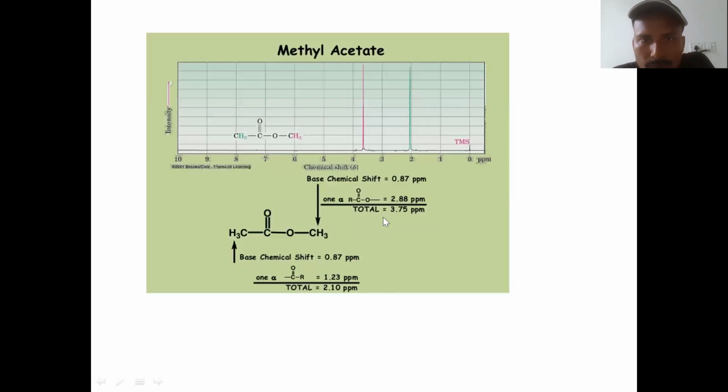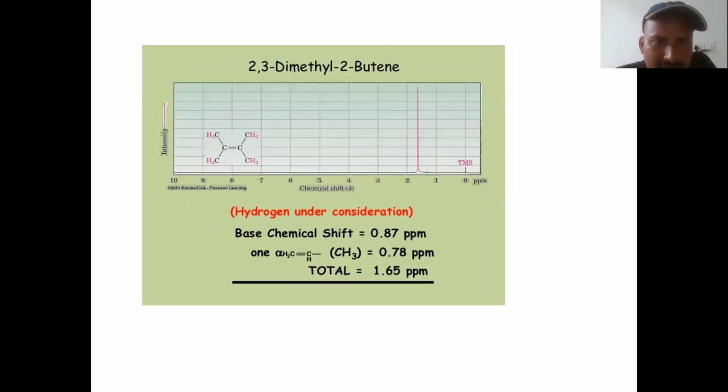Okay. So for methyl acetate, this is the spectrum you can see. So what happened here? This is OCH3, which appeared at 3.8, and CH3 appeared at 2.0. Okay. So this is the spectrum of methyl acetate. Similarly, you can also analyze this one.